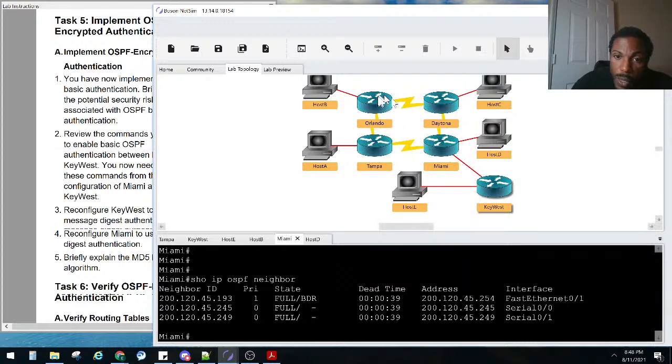Oh, no, he's not a neighbor with that guy. My bad. So he's only neighbors with this guy and that guy, right? The serial and fast Ethernet. See that? Serial, fast Ethernet. So it's only 3 neighbors. My bad, sorry about that.